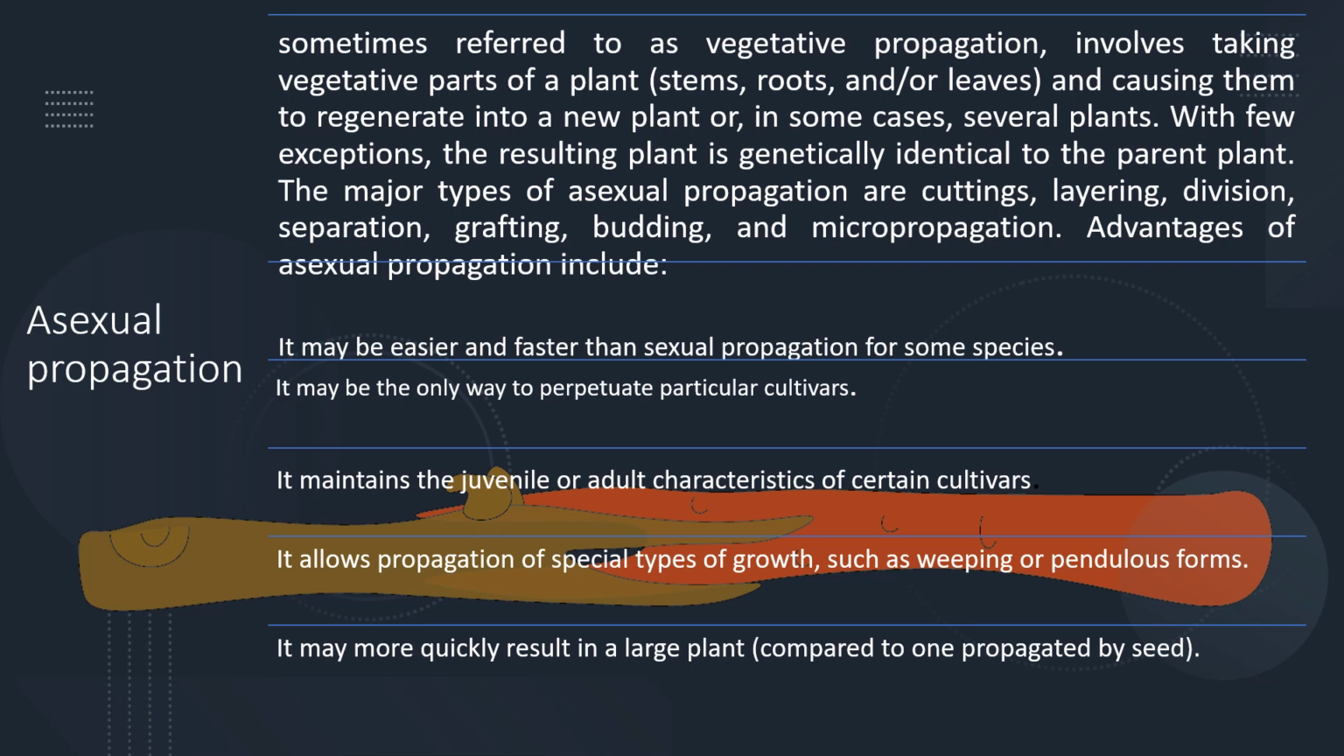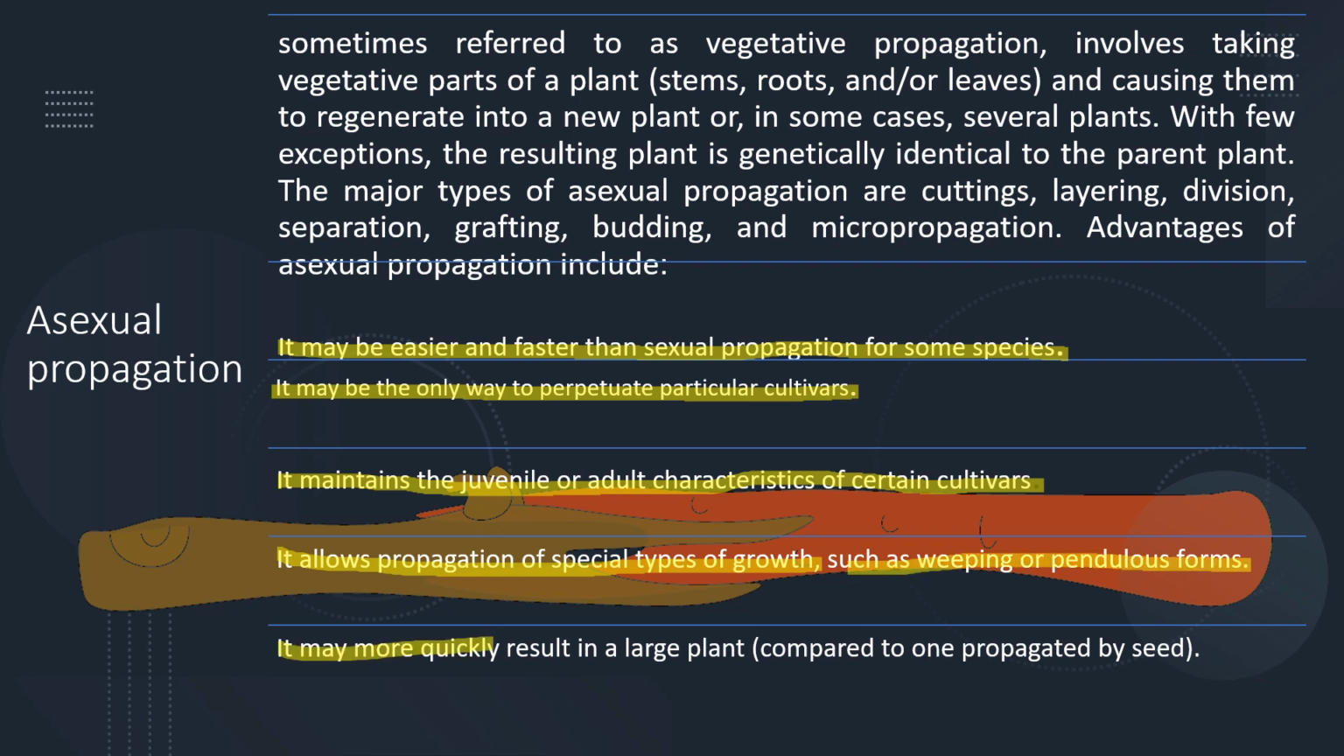Advantages of asexual propagation include: number one, it may be easier and faster than sexual propagation for some species. It may be the only way to perpetuate particular cultivars. It maintains the juvenile or adult characteristics of certain cultivars. It allows propagation of special types of growth, such as weeping or pendulous forms. It may more quickly result in a large plant compared to one propagated by seed.